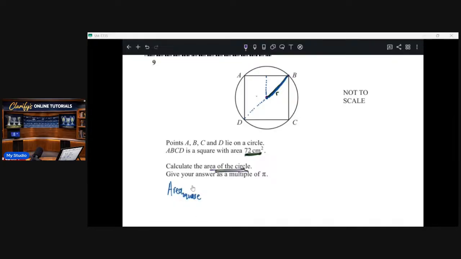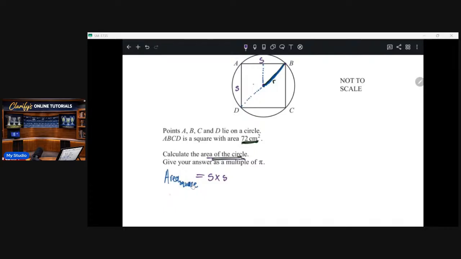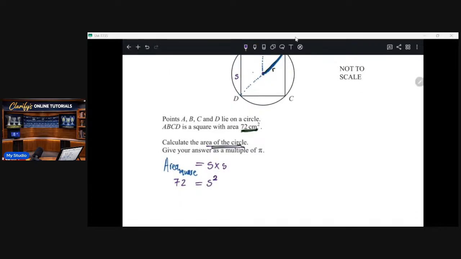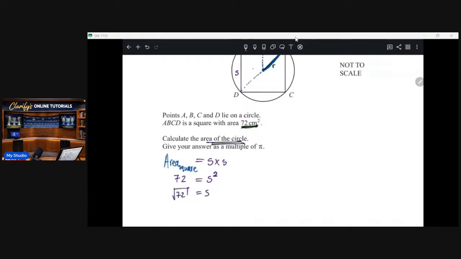So what were we saying? Here's the thing. Area of a square is equal to side times side, which this is a side, this is a side. So we'll go step by step. What is the area of the square? 72. This is equal to side times side, which is side squared. Side plus side would be 2s, but side times side is side squared. To get this, we take the square to the other side, it becomes square root. So square root of 72 is s.